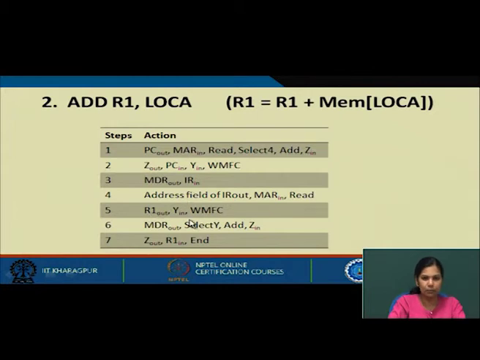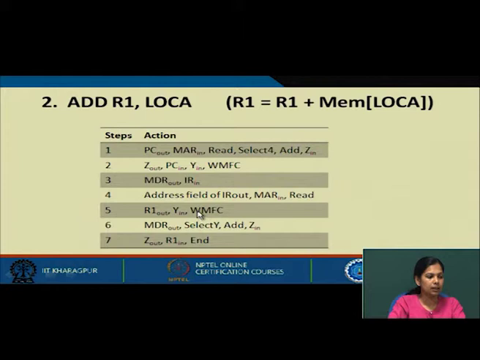In the next step, we need to wait for the memory function complete. So, we are waiting for memory function complete. At the same time, we can also make available the value of R1 into Y. So, we can do R1 out, Y in. So, R1 value is now available in Y register.